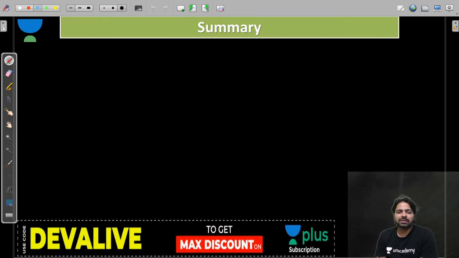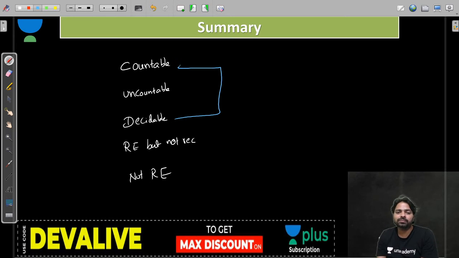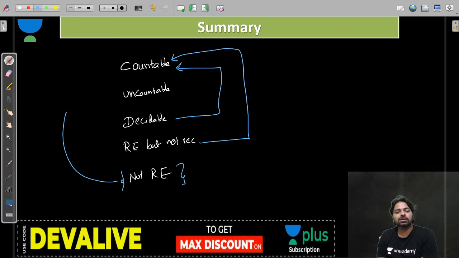Yeah, this is countability versus decidability, guys. Today I will help you to understand what is a countable set, what is an uncountable set, how they are related with the decidable set, and how they are related with RE but not recursive, and not RE. And remember here, every decidable is countable, every RE but not recursive is countable, but in not RE, some are countable and some are uncountable. There are 2 types of not REs, everyone.